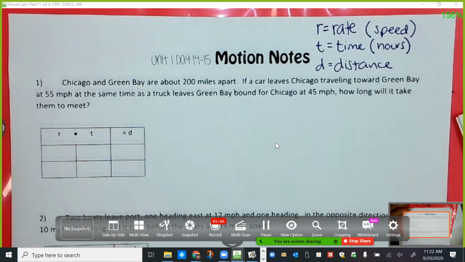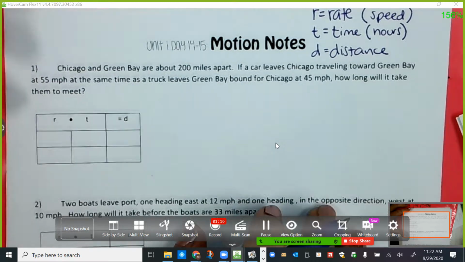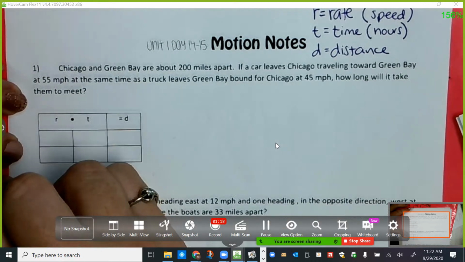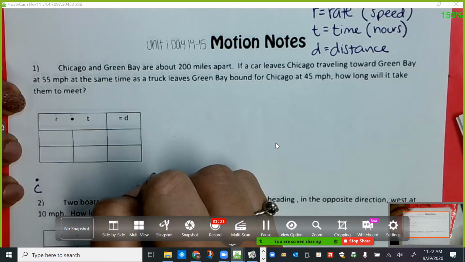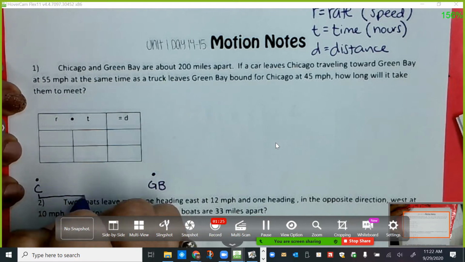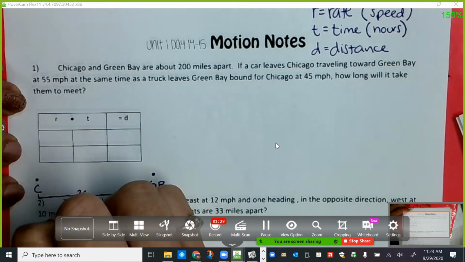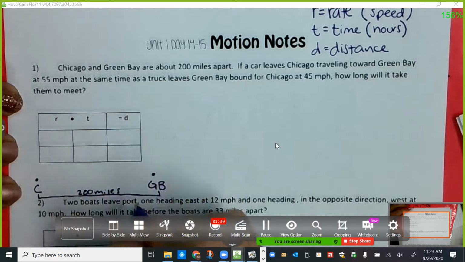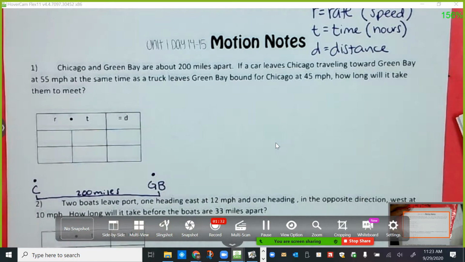Okay, so drawing pictures is going to be your smartest thing here. Okay, I'm going to color code mine. You obviously don't have to, but that way you can understand where I'm coming from when we create our equations. So here we have Chicago and Green Bay, and we know that they are 200 miles apart. So then, that's that first sentence.